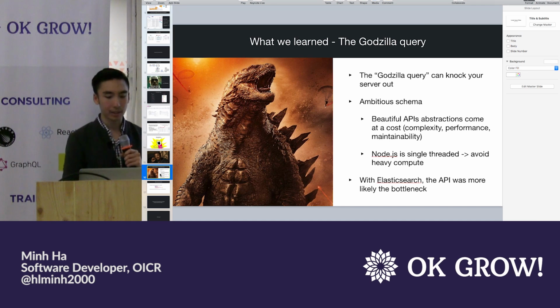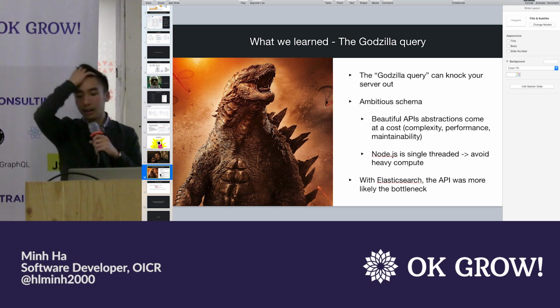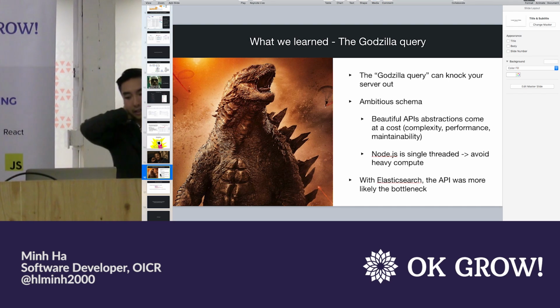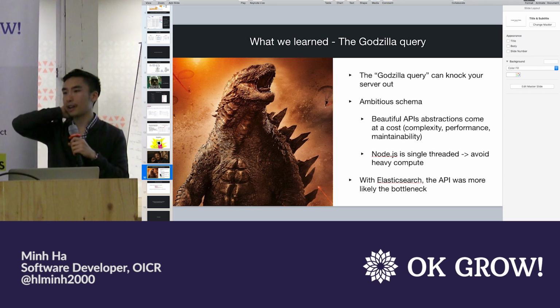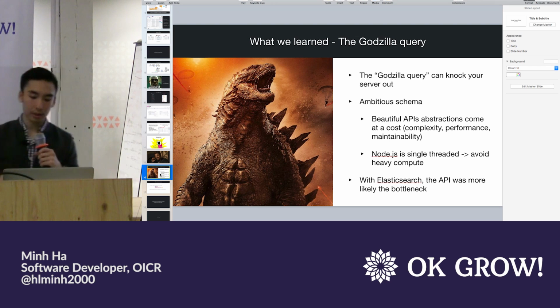So we had to take a step back. Initially, we thought it was Elasticsearch that maybe was slow. So we scaled up Elasticsearch, adding more nodes, and it didn't do anything different. Ultimately, we found that the bottleneck was more likely the API that we were building. And this relates to a couple of other lessons.